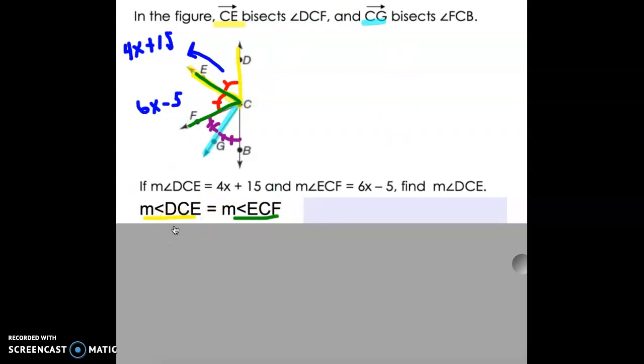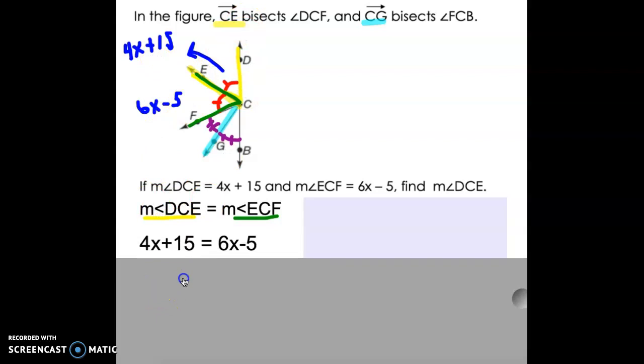So now that we have that equation written, we're going to substitute in the expression that represents the measure of angle DCE. If we look at our picture, the measure of angle DCE is 4x plus 15. So we're going to say 4x plus 15 equals the measure of angle ECF, which on our picture we can see is 6x minus 5. Now we have an equation. We have variables on both sides of that equal sign, so we need to solve that equation for x.